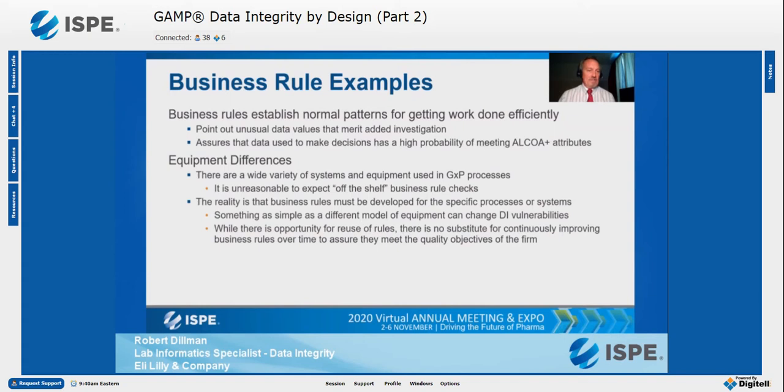So the reality is that business rules must be developed for the specific processes or systems. Something as simple as a different model of equipment can change DI vulnerabilities. They may either start doing or stop doing something that can create a new vulnerability or change what you had before. While there is an opportunity to reuse the rules, there's no substitute for continuously improving those rules over time to assure they meet the quality objectives of the firm. You really need to re-examine them as you go.